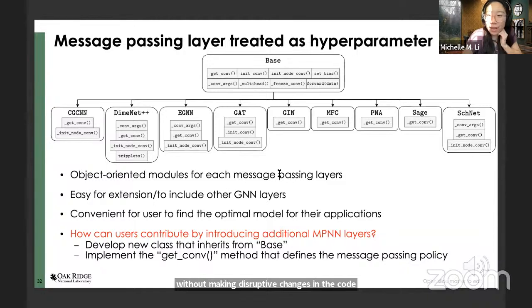Awesome. Thank you so much for that. Another question is from Bill. Is it possible to take a modified architecture, for example, SchNet, but with a different convolution or message passing protocol, and use HydrogenNN? Does that involve something more complicated than modifying the getconv method?